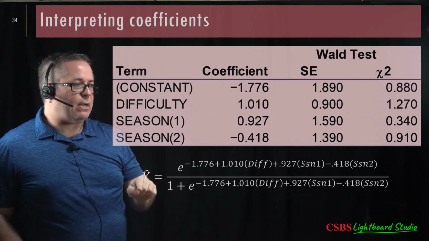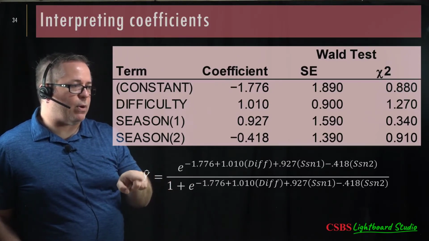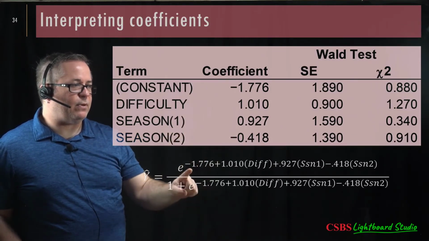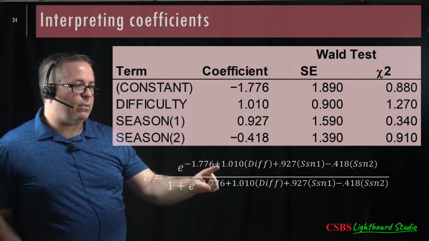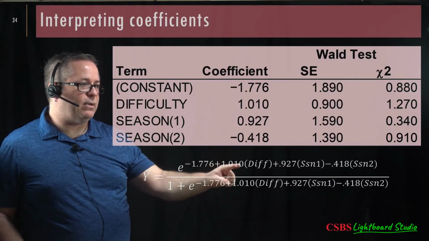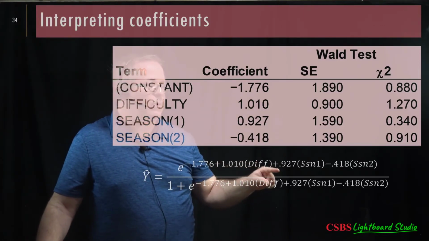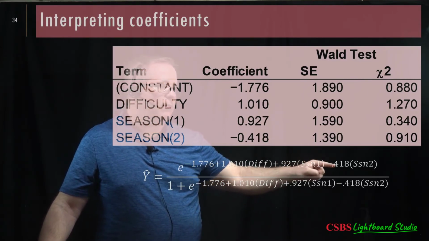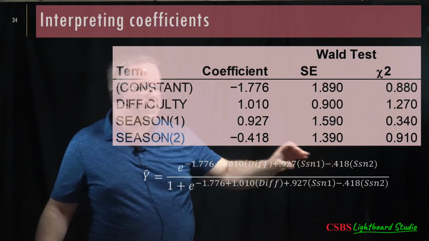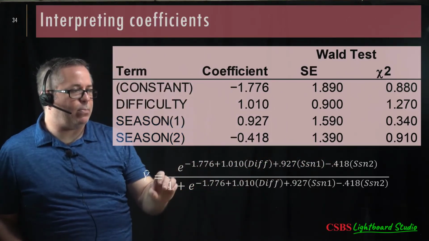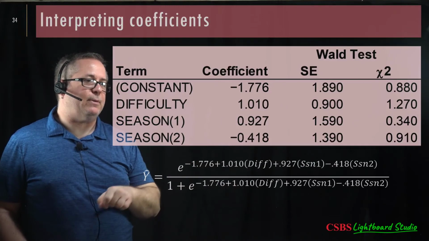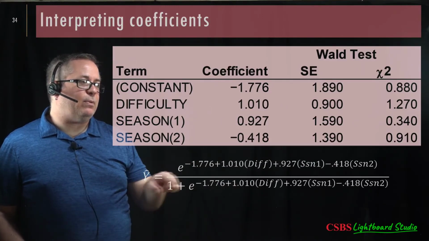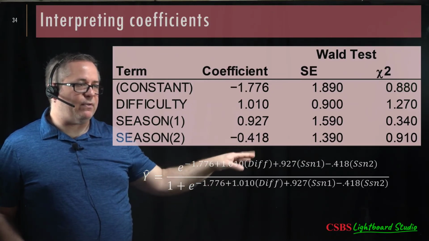So if I want to know the actual probability, I've got to plug these values into this equation. I'm going to start off with negative 1.776 plus 1.01 times the difficulty plus 0.927 times season 1 minus 0.48 times season 2. Whatever that value is on the top, I'm going to divide that by 1 plus the same value, and then it'll give me the probability. So you can predict the probability for any single combination of those things.